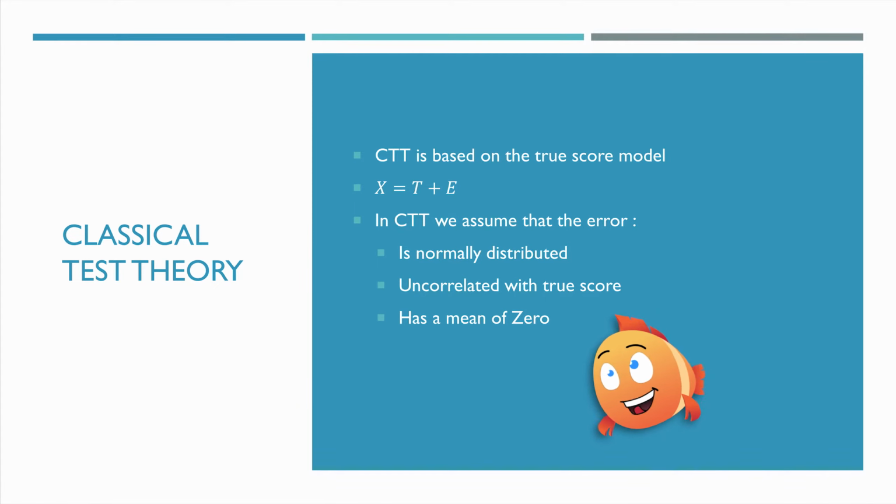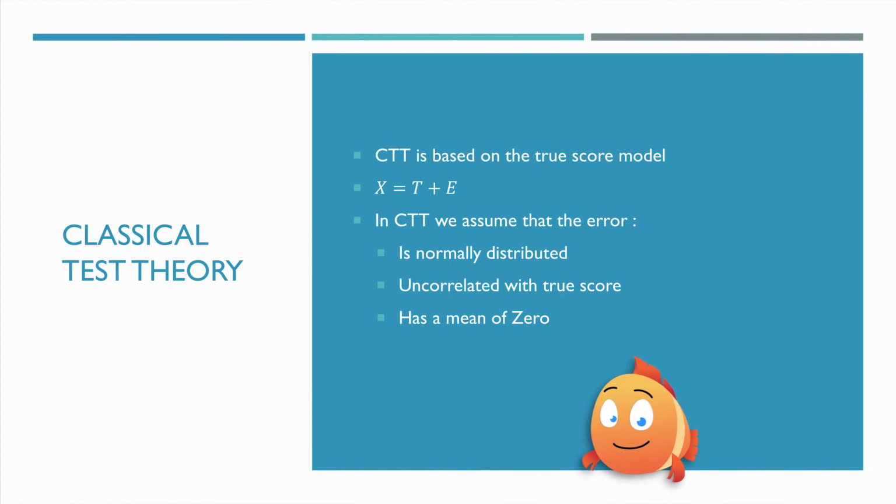All right, so classical test theory is based on the true score model, where we assume that error is normally distributed, uncorrelated with true score, and has a mean of 0. And those are the three components of classical test theory. We've got X, which is our total score, and that is a sum, technically, of our true score, T, and E, our error. That's it. That's the entire model. Three pieces.